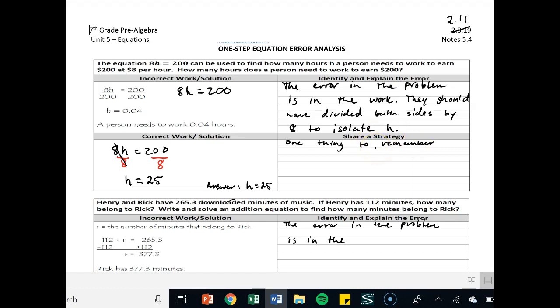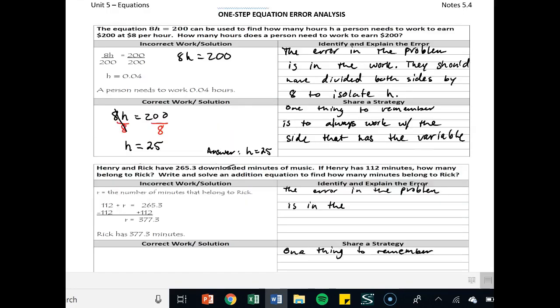So one thing to remember is to always work with the side that has the variable, right? If I work with the opposite side, then I won't be able to isolate my variable. And that's the goal of a one-step equation, is to always isolate the variable.